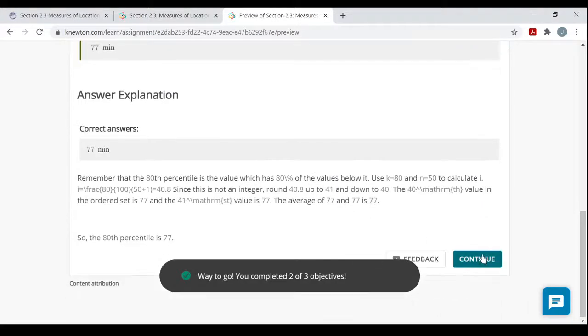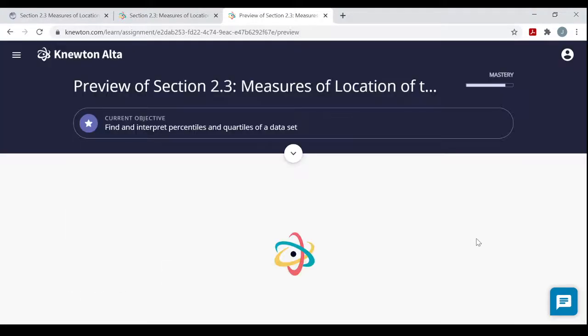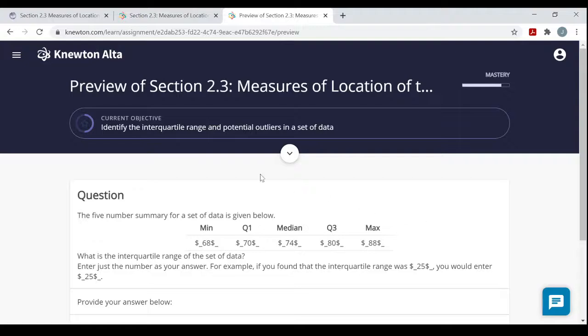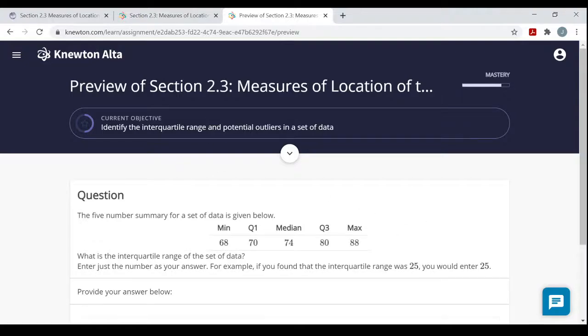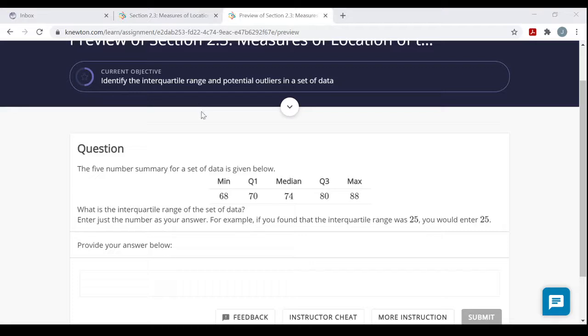All right. So I got 2 or 3 objectives done, and then the last one, we're going back to that outliers section, the outliers objective. All right, so back to, I think I got maybe a couple more problems here, where you're finding the interquartile range and potential outliers, right?